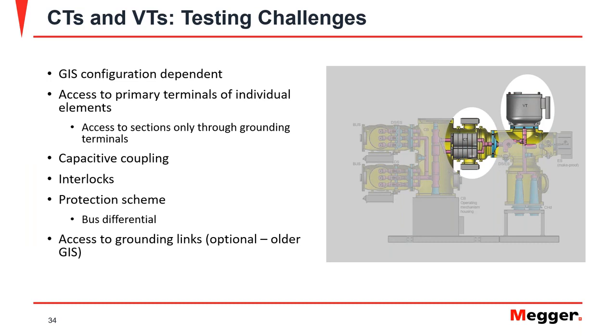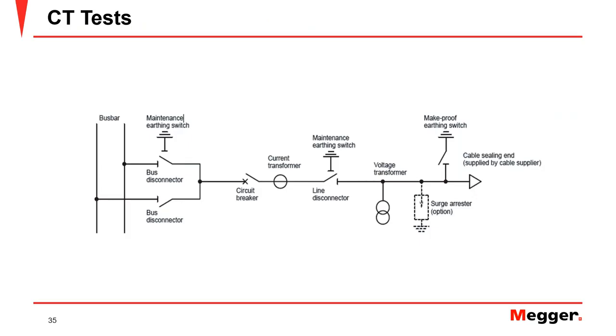And again, the access to grounding links is paramount for us to be able to perform the tests. So I'm going to use the same GIS installation that I used initially to discuss the test. But once again, this will depend on the particular installation you're testing. If we look this time at the CT here, in this single line diagram, what are my closest access points that I have through the earthing switch? It's going to be this one on the right and this one to the left.